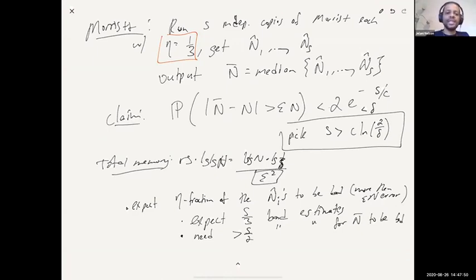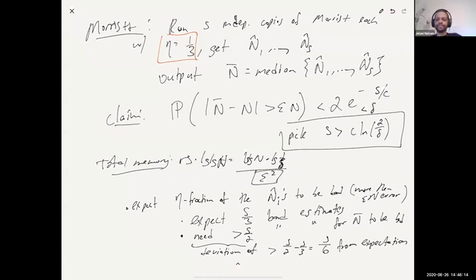So that's a deviation from the expectation of at least S over 6, from the expected number of bad copies. And this is exactly the setup of the Chernoff bound. For those of you who haven't seen the Chernoff bound yet, I will say something about it.